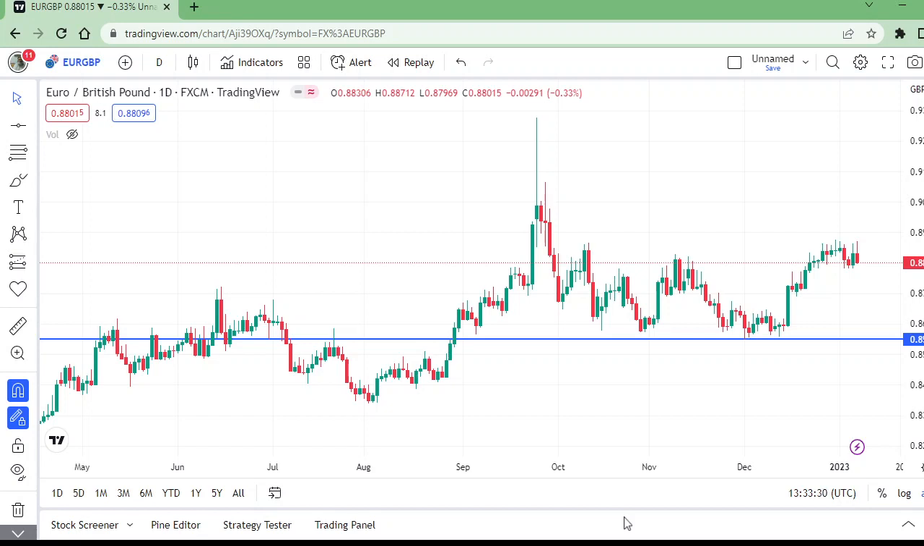This is the daily time frame chart of Euro British Pound. Now in this I have not set horizontal lines. There are two reasons that I am going to explain this kind of setup for you.